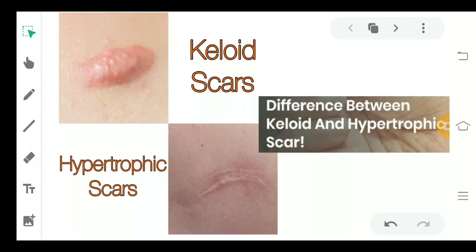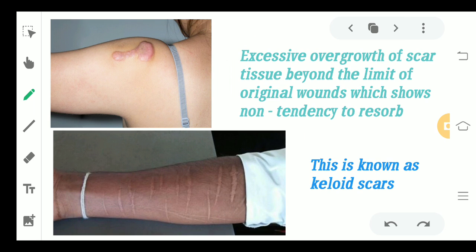Today we'll be looking at the difference between the keloid and the hypertrophic scars. What are the basic differences? What are the basic key features to classify them? Now looking at the first one, that is the keloid scars. A keloid scar is nothing but just excessive overgrowth of a scar.